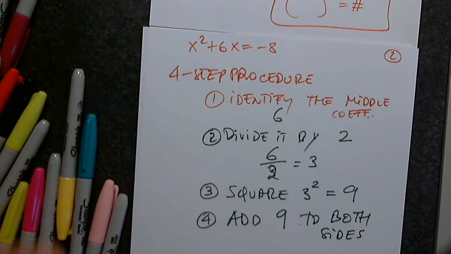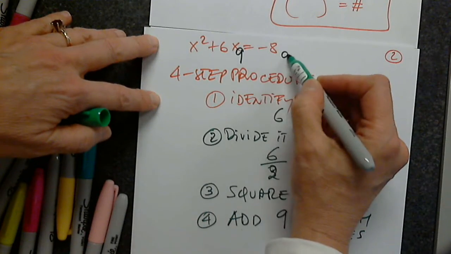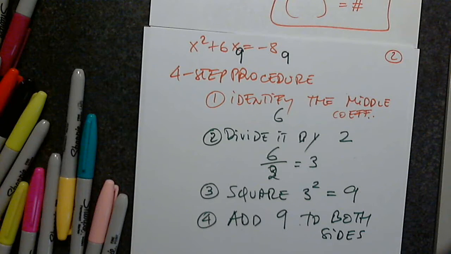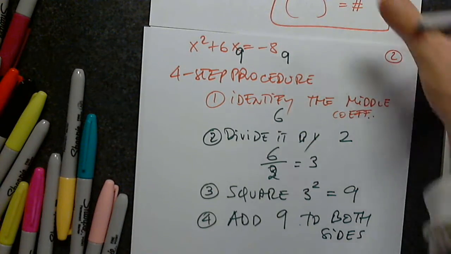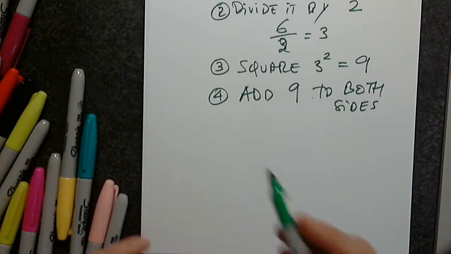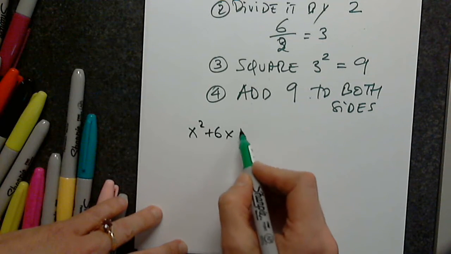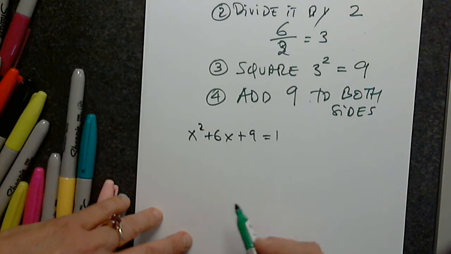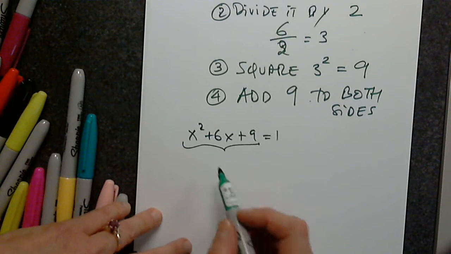So here's how we write it. I'm adding 9 to this side and 9 to this side. You understand that I cannot add just 9 to one side and forget about the other, because the equation is a balance. If I add 9 pounds here, I have to add 9 pounds here. Correct? Very good, awesome. So then the new equation becomes x squared plus 6x plus 9 equals 9 minus 8, which is 1. Good.